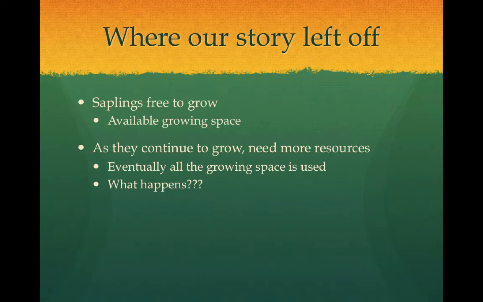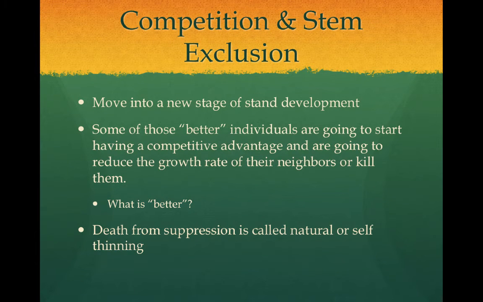So what is happening? What is going on between these individuals? They're competing. Competition is happening. As competition starts occurring, we move to a different stage of stand development, the stem exclusion stage. So we've shifted from stand initiation to stem exclusion. Some of these better individuals are going to start having a competitive advantage and are going to reduce the growth rate of their neighbors or kill them.